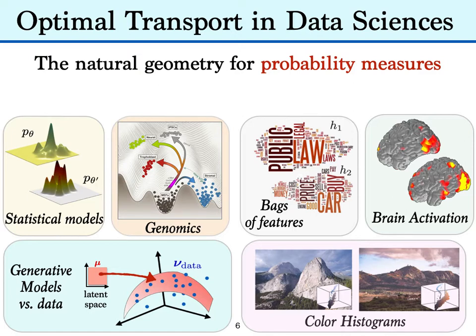The first example we can consider here is that of statistical models. After all, statistics is really the discipline that is concerned with estimating, comparing probability distributions. And so most of statistics is built on the Kullback-Leibler divergence. And so if you actually change the geometry and start using the optimal transport geometry, then you have a lot of impact and a lot of things to rethink.